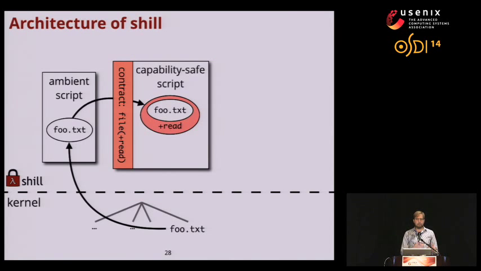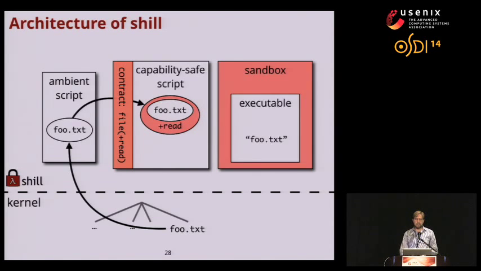Okay, so now that we have a capability, we're going to wrap it with information about its contract so that we can enforce at runtime that only the read operation will be called on it. Of course, at some point, this script might want to run some executable. When that happens, SHILL will create a sandbox to execute it in.